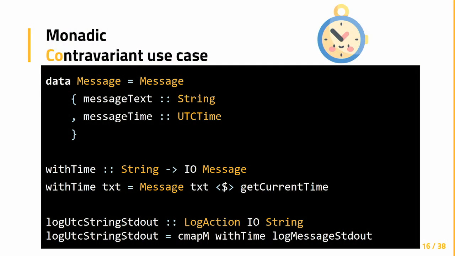And then we can use the cmapM function to create an action where you will give a string, then it will call this withTime function automatically to produce a timestamp and create the message data type. And if you have an action that can log messages, then you can have messages with a timestamp, and it will be done automatically every time for you. This is pretty useful. cmapM allows you to attach different monadic things to your message on the fly.